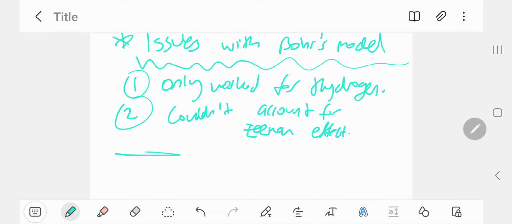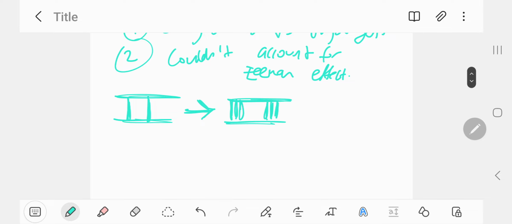Zeeman effect, so you simply take the same setup, okay, the emission spectra setup. You've got a hot gas, pass it through a prism, and it disperses the light. Place it in a magnetic field. So let's suppose you've got two spectral lines here. If you place the spectrum in a magnetic field, you will see splitting of the lines into more lines. Okay, so magnetic field on, magnetic field off. Now, that's issue number two.